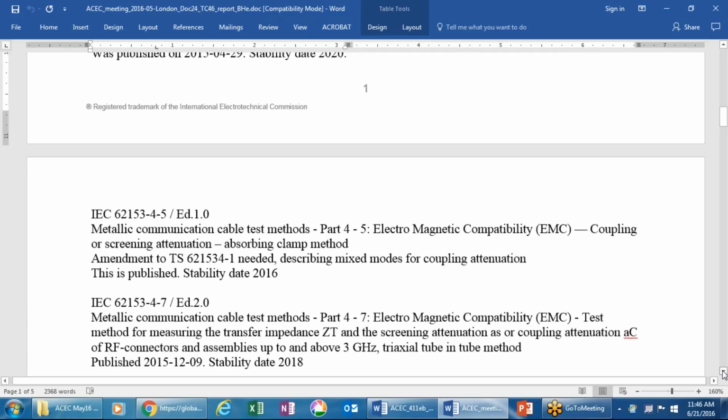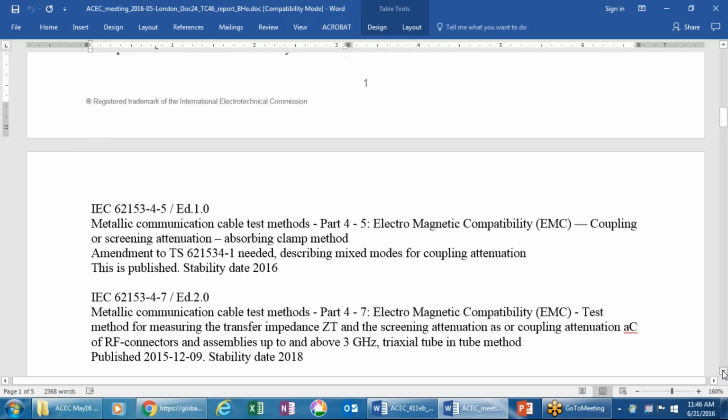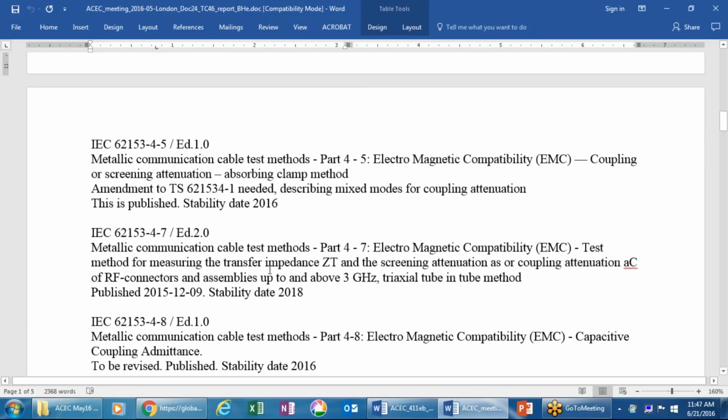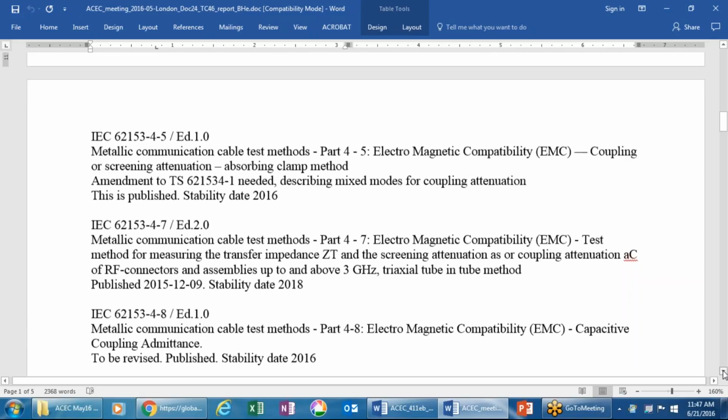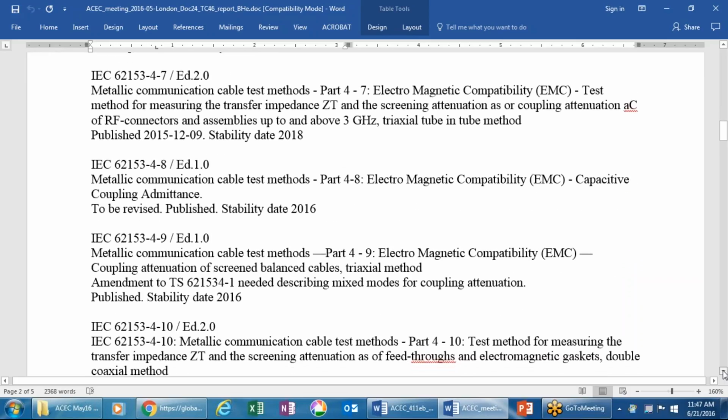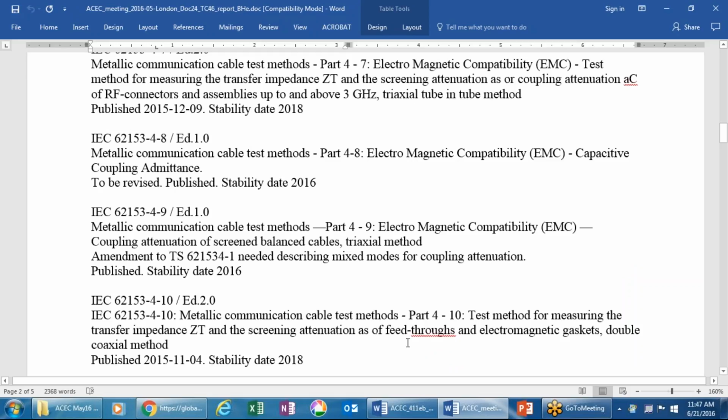Then there's the absorbing clamp method, where you're measuring the current transferred from the inner conductor to the outer. And that's part of the transfer impedance test, which is in 4-7. Capacitive coupling. I'm just sort of searching here if there's anything that shows this. They're also in connectors, and you can see on 4-10 it also handles attenuation of feed-throughs and gaskets and so forth.